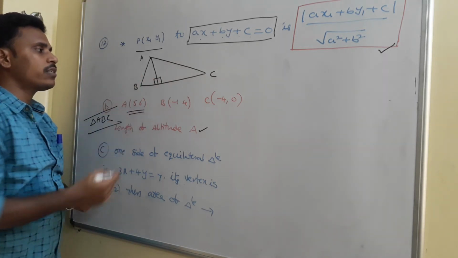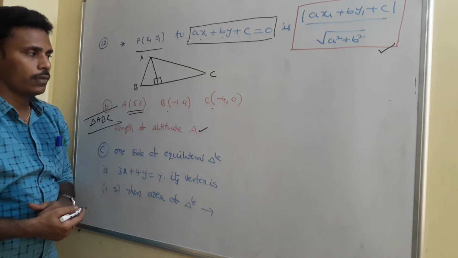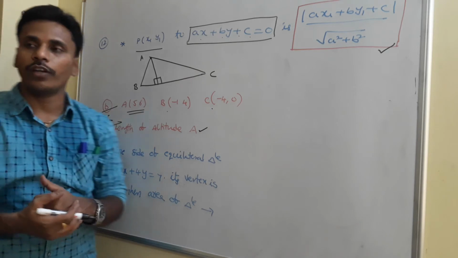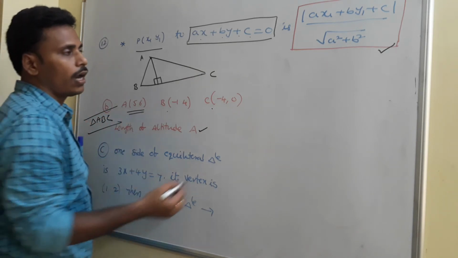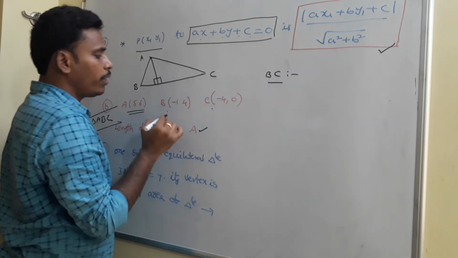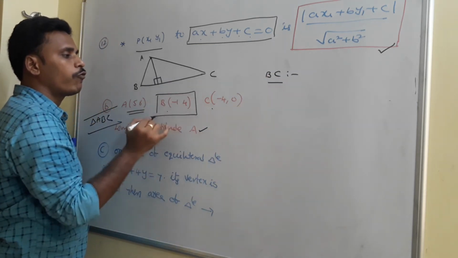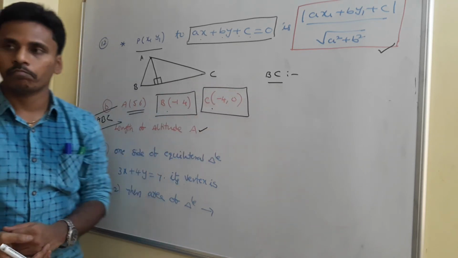A (5, 6) is given, and we need to find the equation of BC. First of all, I will find the equation of BC, and then I will give you the diagram with the length of the altitude. To find the equation of BC, B is the point (-1, 4) and C is the point (-4, 0). Is it clear?